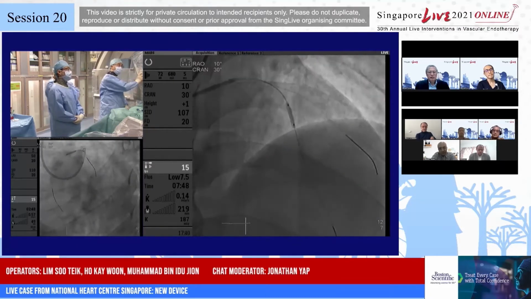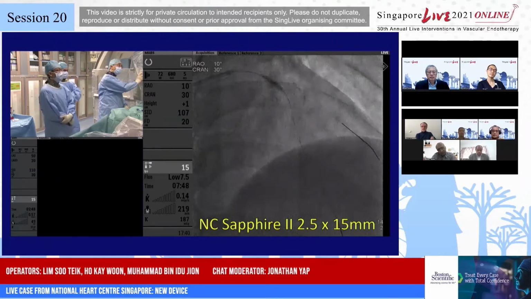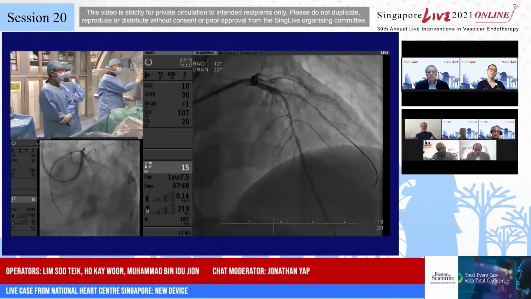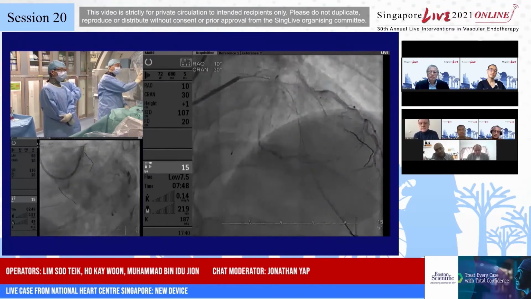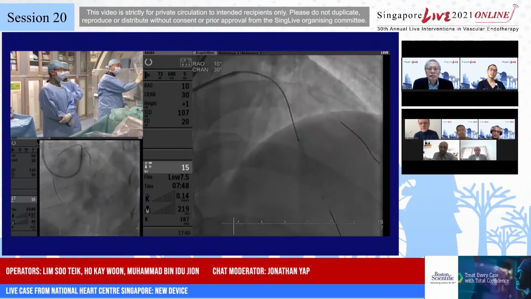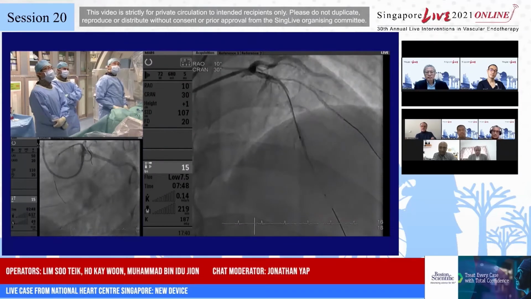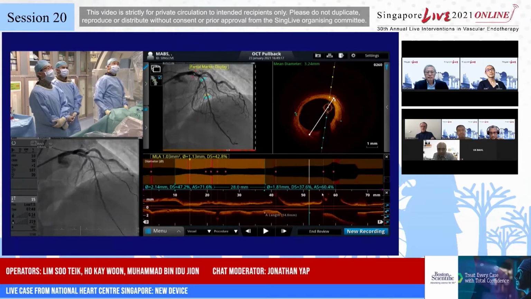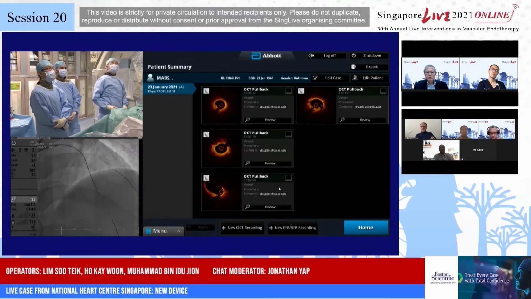So we did the balloon dilatation, 2.5. This is the 2.5 non-compliant balloon. And this is the result that we get angiographically. There's some dissection in the mid LAD, and we did another imaging run after that. Timmy, can we show? We're switching to the OCT run after the dilatation. The last one, I think.